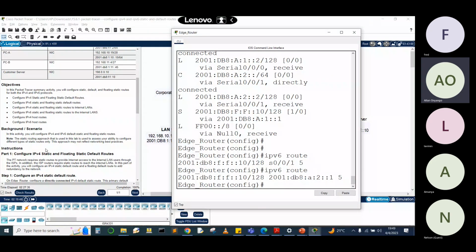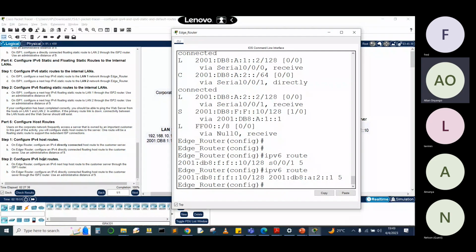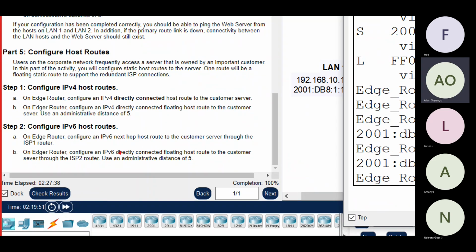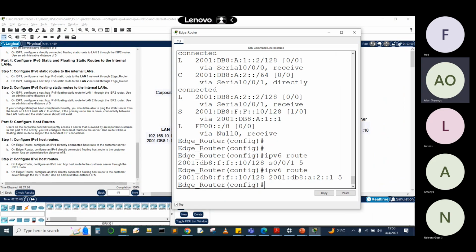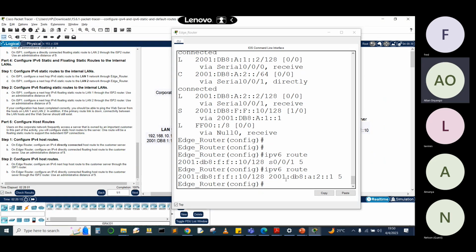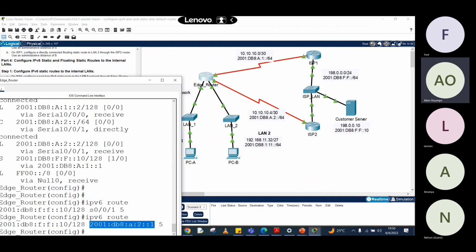What happened is that in the instruction here, they have told you to use a directly connected route when it is actually wrong. It is actually supposed to be a next hop. So when you do yours, use the next hop here. Do not use the directly connected. This instruction is wrong. I've actually used the next hop from the ISP edge router passing through ISP2. This is the next hop IPv6 address that I've used.